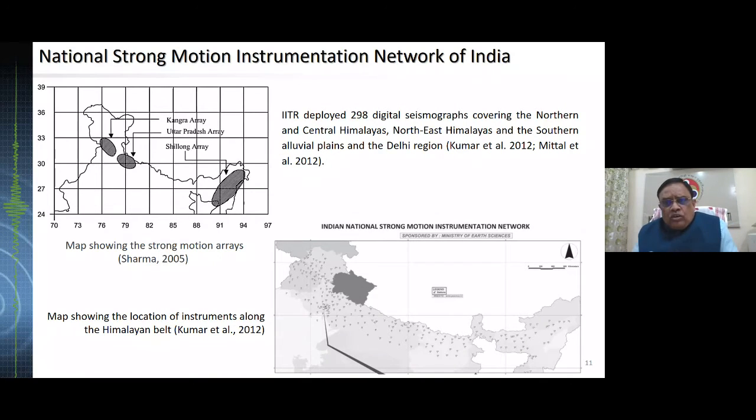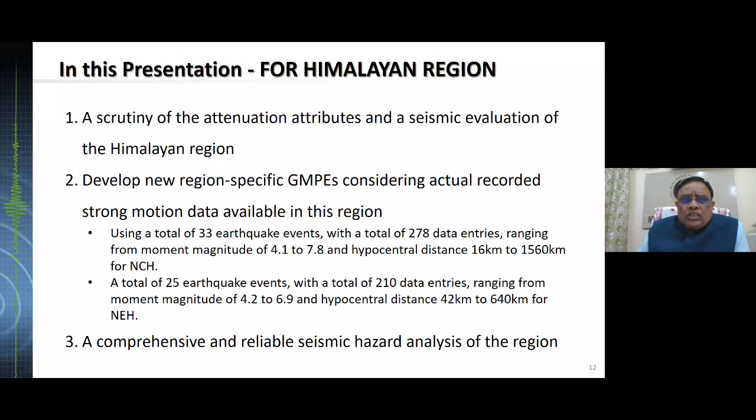So there is a lot of data we try to look at together and then come up with a solution. In this presentation, I'm going to look at the scrutiny of these attenuation attributes based on the actual measured data of the Strong Motion Instrumentation Network of India and develop region-specific GMPEs considering the actual recorded strong motion data, using a total of 33 earthquake events with a total of 278 data entries ranging from moment magnitude of 4.1 to 7.8 and hypocentral distance of 16 kilometers to 1560 kilometers for north central Himalayas. Similarly, for the northeast Himalayas, a total of 25 earthquake events with a total of 200 data entries ranging from moment magnitude of 4.2 to 6.9 and a hypocentral distance of 42 kilometers to 640 kilometers.